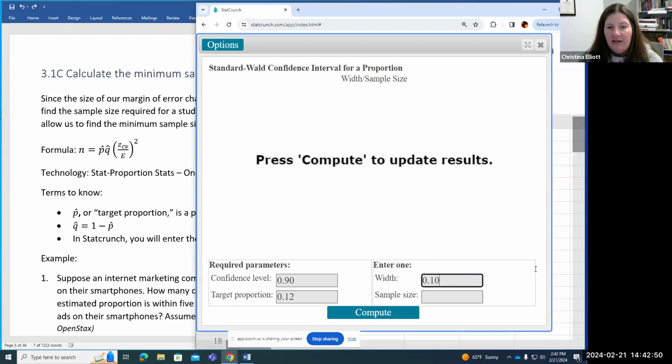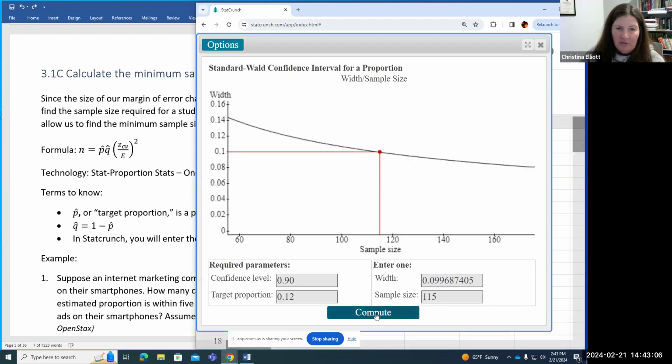And then the width of the interval was 5 percentage points times 2, so I'm going to put in 0.1 or 0.10. We're not putting in anything for the sample size because that's what we want StatCrunch to give us. So I'm going to leave that blank, and when I hit compute, I get the sample size that's necessary.